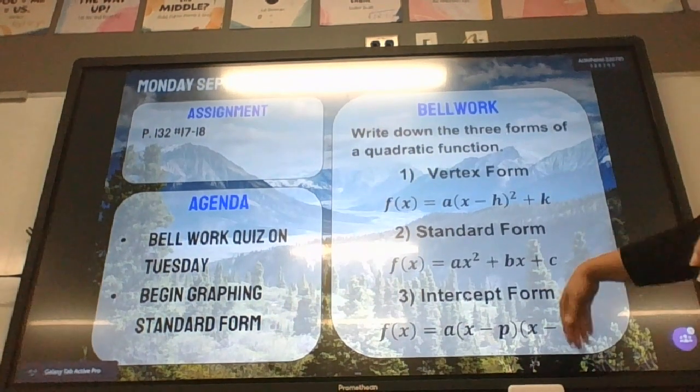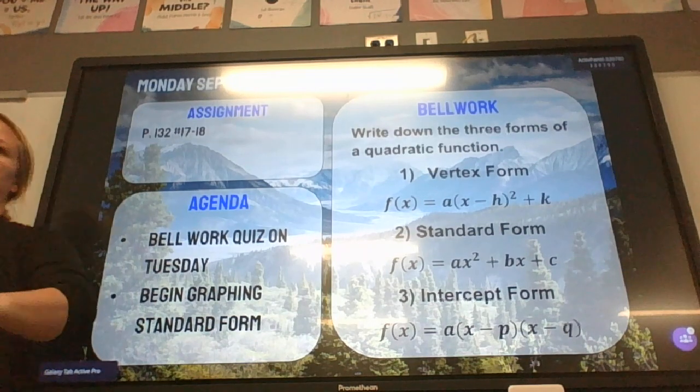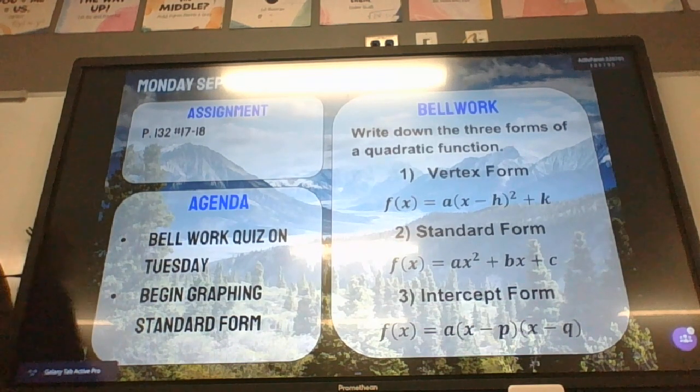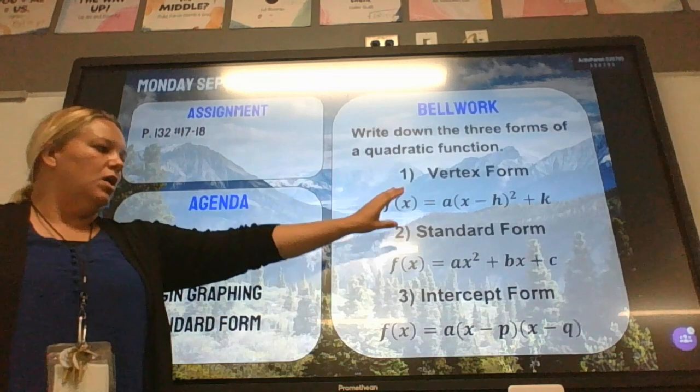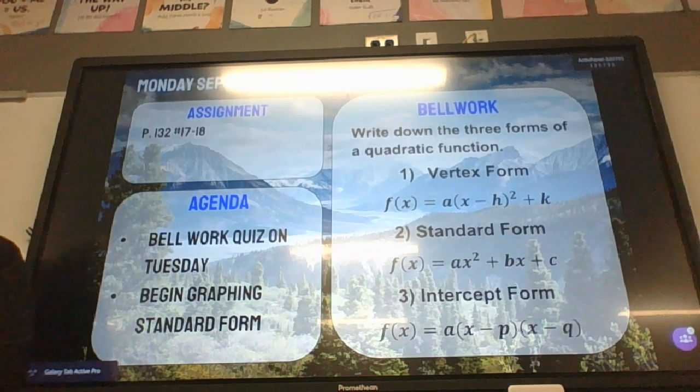Okay. So anyway, when I look at all these forms that you've just written down, I notice first off, it says they're all different forms of a quadratic function. So all three of these make parabolas when you graph them. The first one is called vertex form.